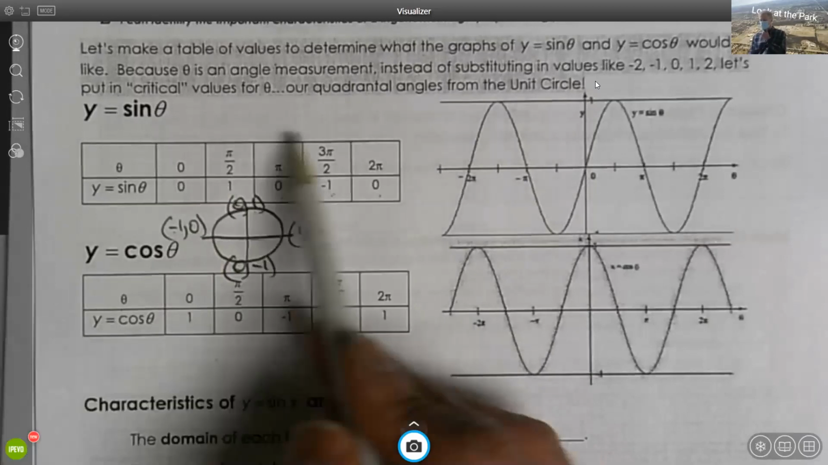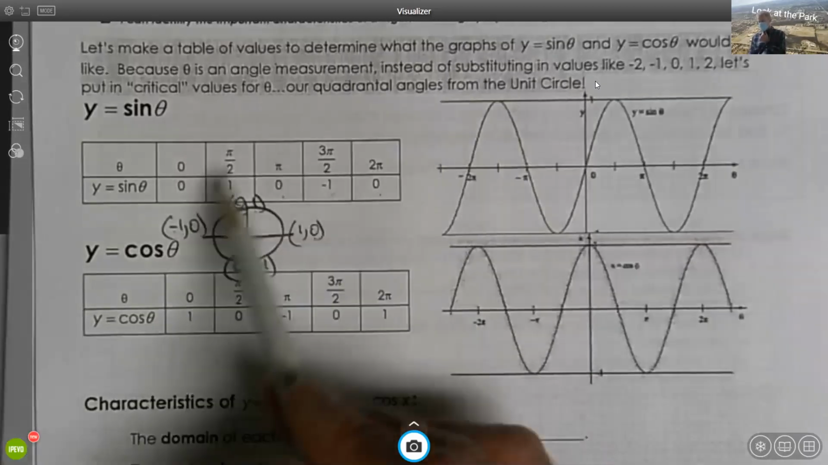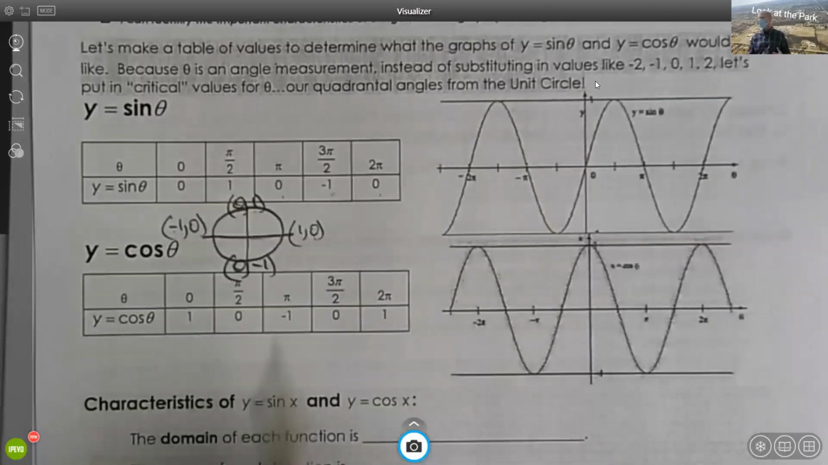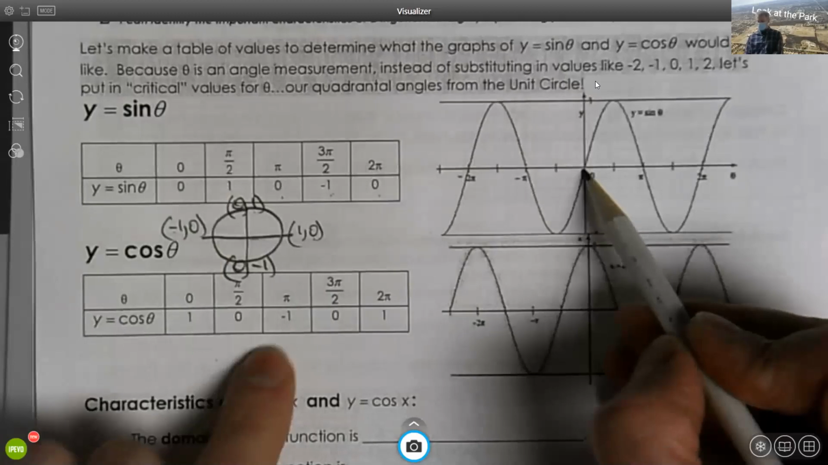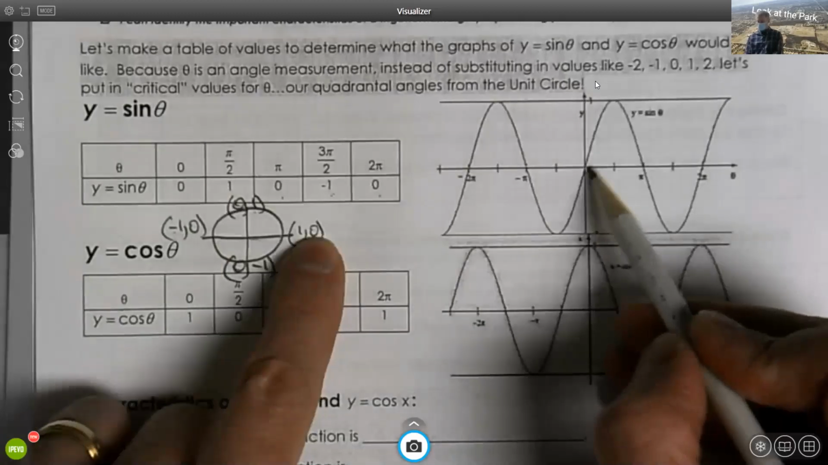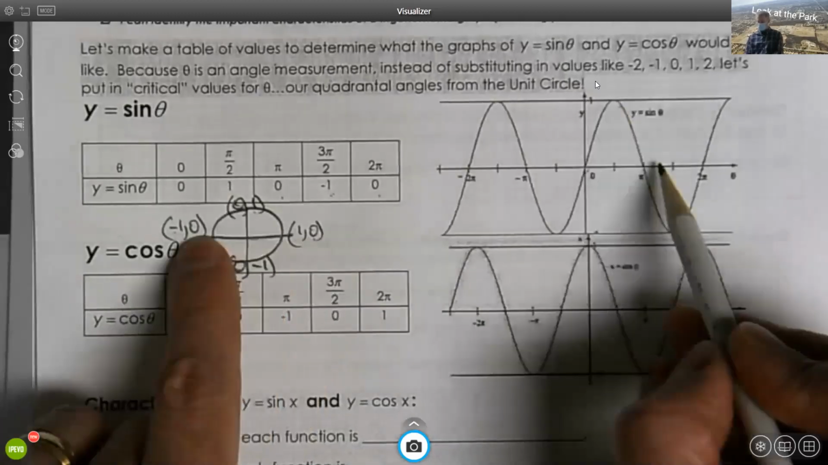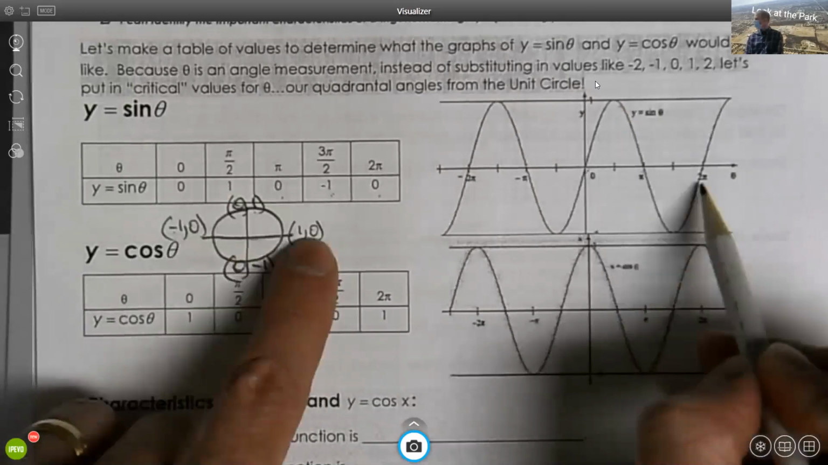So trying to remember what's happening in the table, it is all part of the unit circle. It's all related to that. So we're at 0, then 1, then 0, then -1, and back to 0 again.